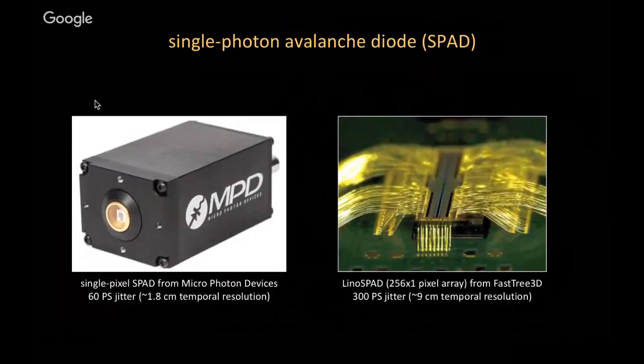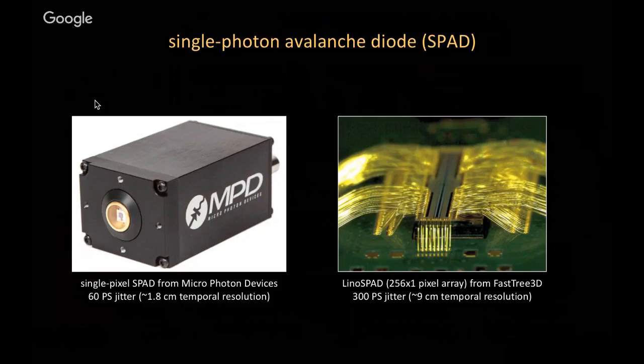Now, two of the SPADs that I've been using over the past couple of years at Stanford include this MPD SPAD and this LINO SPAD on the right. The MPD is a single pixel SPAD, and it offers a pretty nice temporal resolution in terms of the timing precision on when those photons actually hit the sensor. Basically, you can detect these photons with an accuracy of about 60 picoseconds, which corresponds to 1.8 centimeters, meaning that the pulse that you see coming out from the scene will have about a thickness of 1.8 centimeters.